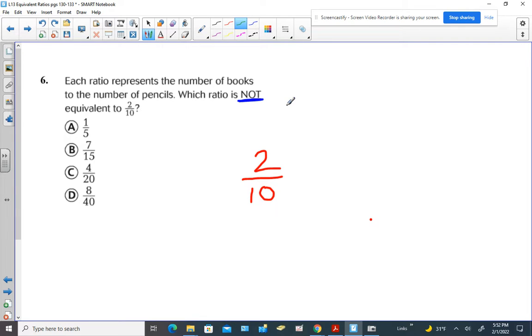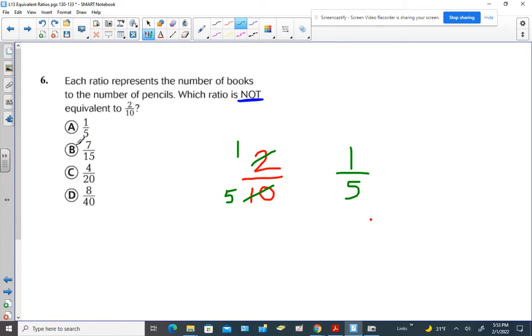One option is the idea of reducing this. If we reduce this, we divide by 2, we get 1. If we divide by 2, we get 5. So we know that a 1 to 5 ratio, I'm just going to clean that up a little bit and rewrite it, that is equivalent. Remember, we want the one that's not equivalent, so of course we're not going to pick A.